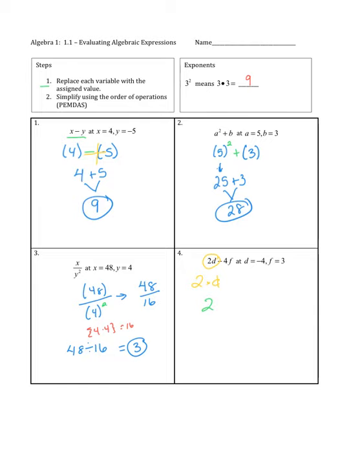There's the 2, and it's 2 times D. D is -4. Minus 4 times +3. Order of operations. What's the one I do first? I multiply. This becomes -8. This becomes 12. -8 minus 12 is -20.